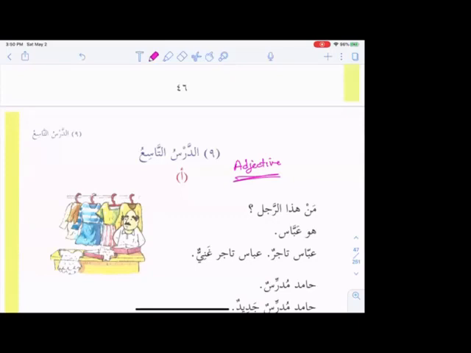What do you call it in Arabic? There are 2 words, naat, naatun, or sifatun. Whatever you want to use. You can interchange it, naat, sifat, that's okay. Now, I won't go into detail, but I will just identify it for you.